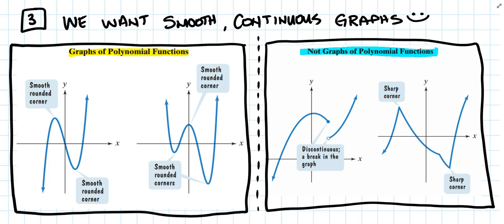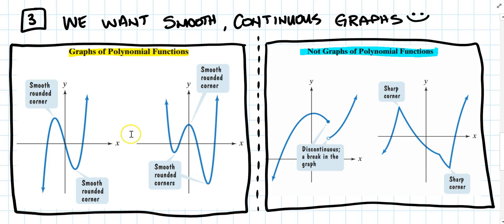Box number 3 is simply a picture of graphs of polynomials versus graphs that are not polynomials. All the graphs on the left-hand side, these two, these are polynomials. We want smooth, continuous graphs. What we mean by this is we have a nice, smooth, continuous curve on both of these, even if it goes up and down and up and down. Over here on the right-hand side, these are not graphs of polynomial functions because they have a disconnect or a break or a sharp corner or an edge or something that is not smooth and continuous.